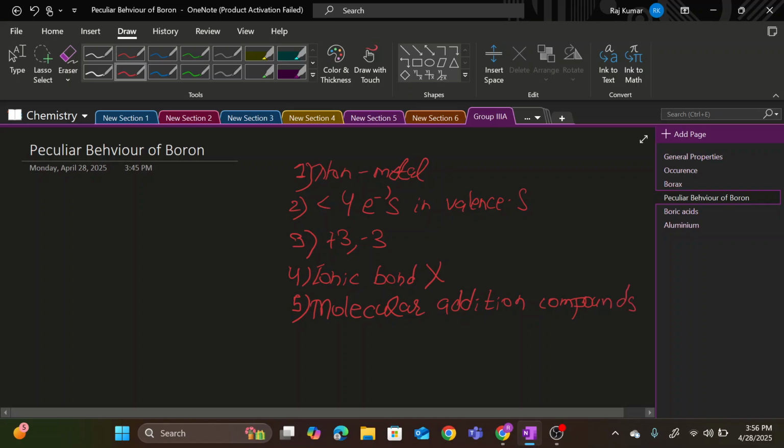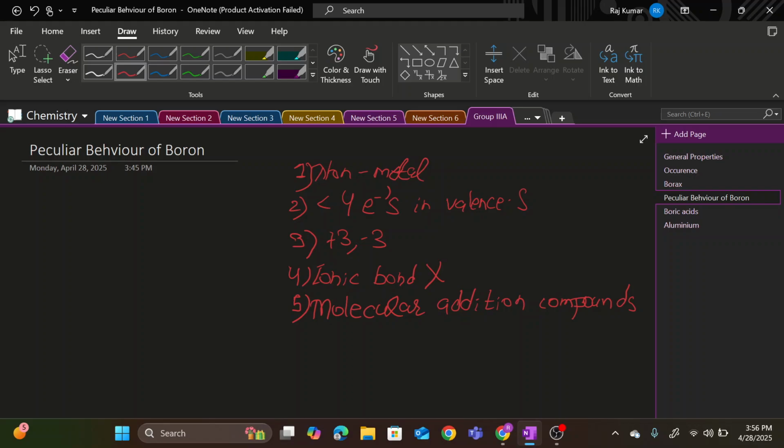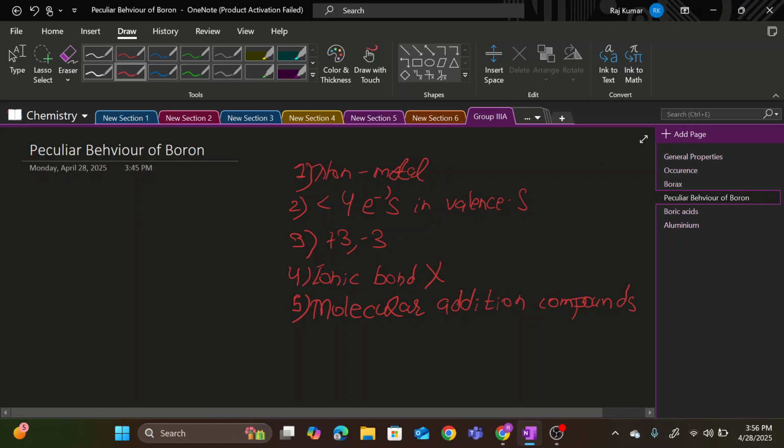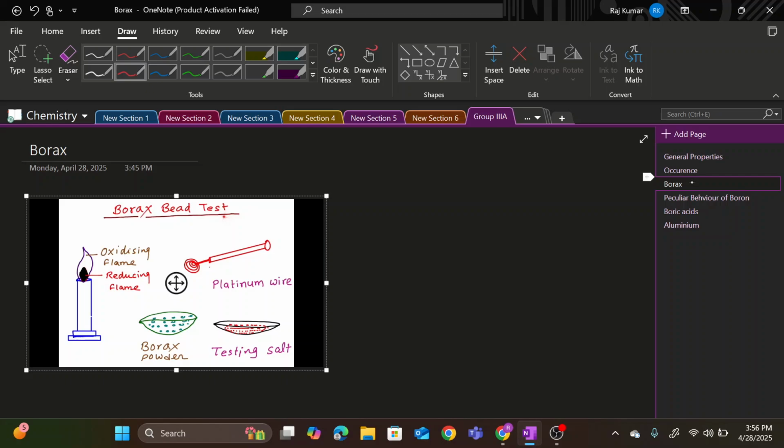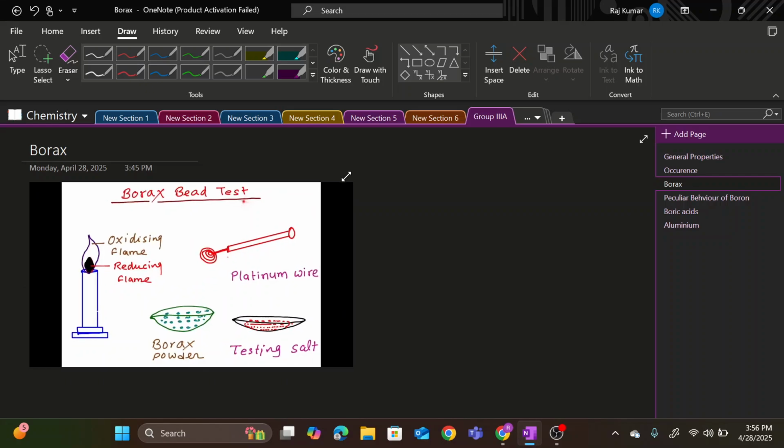Through molecular addition reactions, for example, those reactions which involve a covalent bond, mostly used in organic chemistry, can be done with the help of boron, which involves molecular addition compounds. Let's move on to the next part, which is the boric acids. Sorry, before that we have borax, and then we are going to move on to boric acid.